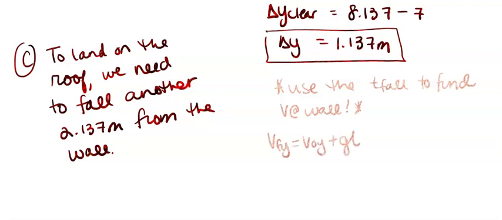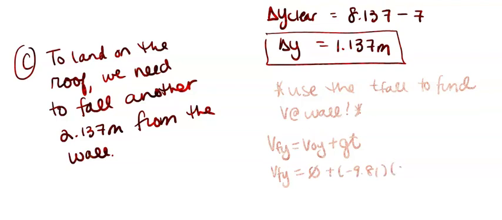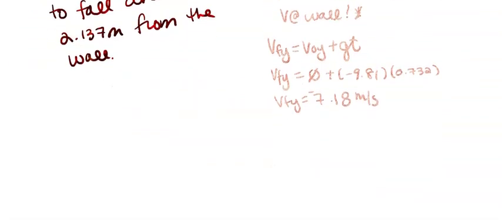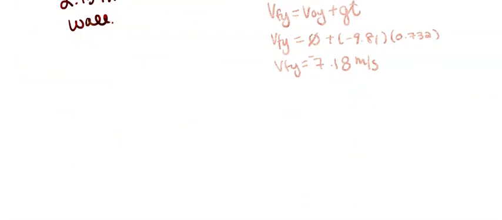So v final y is equal to v initial y plus gravity times time. So your v final y is technically what we're looking for, and that's going to be 0 plus negative 9.81 multiplied by the time it fell, which was 0.732. So that is going to give us a v final y, which is going to be our velocity when we are at the wall position, and that is going to be 7.18 meters per second, and it's negative because it's down. So that velocity will be the initial velocity for that 2.137 distance that we're talking about.